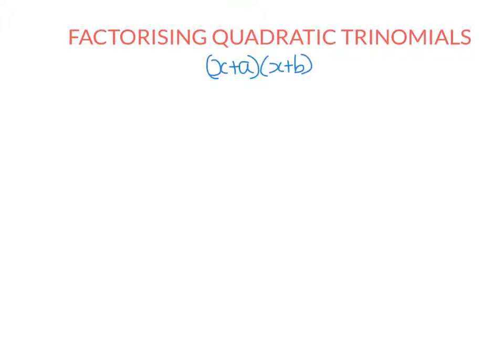So if I expand (x + a)(x + b) using FOIL, I get x squared plus (a + b)x. The two numbers in the brackets added together give the coefficient of x, and these two numbers in the brackets multiplied together give the constant term. So I went this way, which is expanding. Now I'm going to go the opposite way, which is factorising.